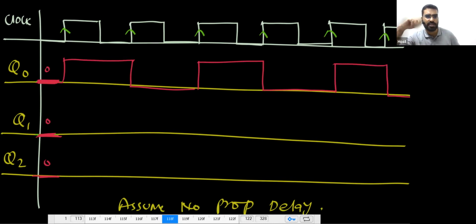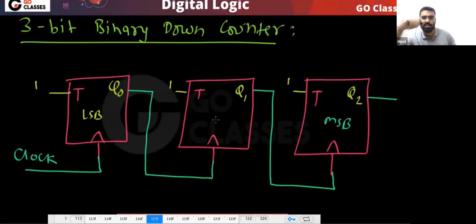Okay, now after this, what? Now you can notice this Q1. When will the Q1 change, tell me. When the Q0 is going from 0 to 1, because these are positive edge triggered. All of them are positive edge triggered flip-flops.